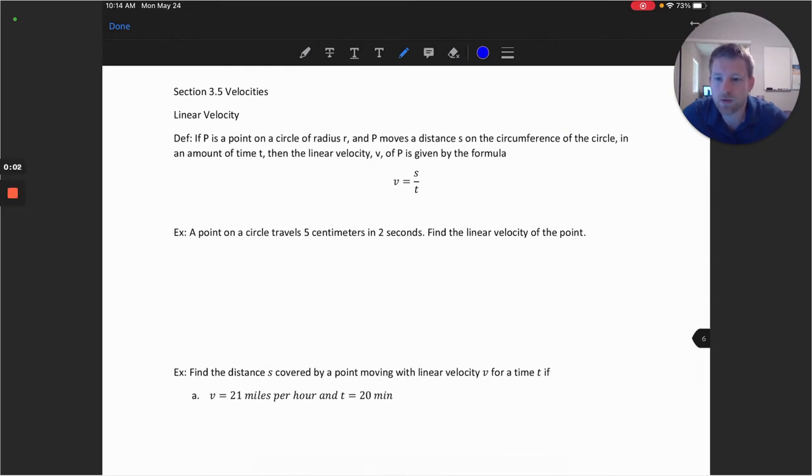Welcome. In this video, we will take a look at section 3.5, working with some velocities. We'll start with the linear velocity concept. So let's look at the definition and then we'll work some examples.